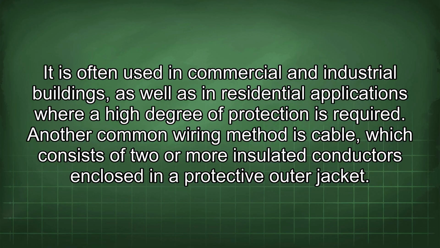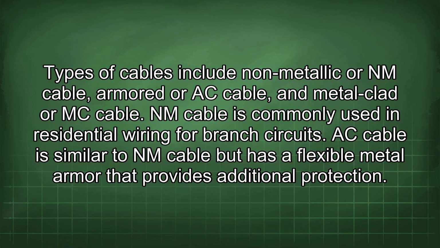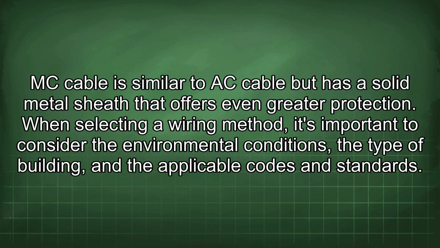Another common wiring method is cable, which consists of two or more insulated conductors enclosed in a protective outer jacket. Types of cables include non-metallic or NM cable, armored or AC cable, and metal-clad or MC cable. NM cable is commonly used in residential wiring for branch circuits. AC cable is similar to NM cable but has a flexible metal armor that provides additional protection. MC cable is similar to AC cable but has a solid metal sheath that offers even greater protection.